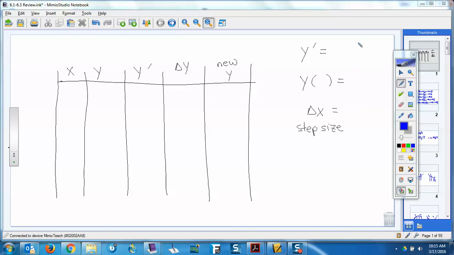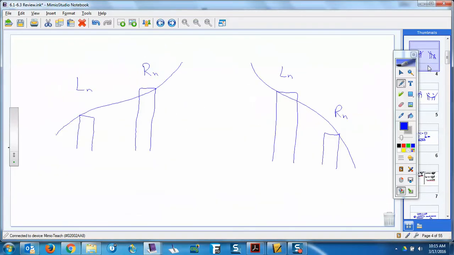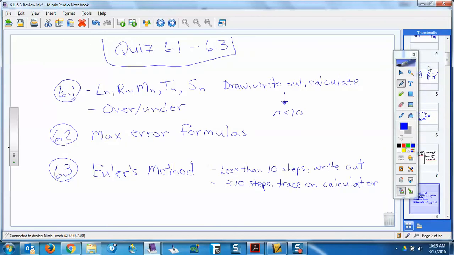So let's talk about Euler's method. We'll come back to this later, so you don't have to worry about jotting this down. But if we're talking about the quiz, down at the bottom there, Euler's method. Basically, two things you have to be able to do with Euler's method: if there's less than 10 steps, you write it out, and if there's 10 or more steps, you just trace on the calculator. So you graph the differential equation with the step size, and you just trace to that value you're looking for and just write it out. That's all you got to do.